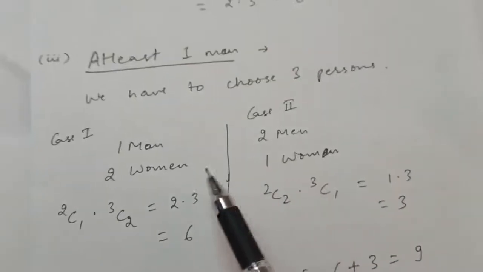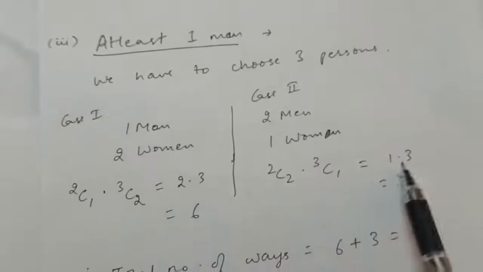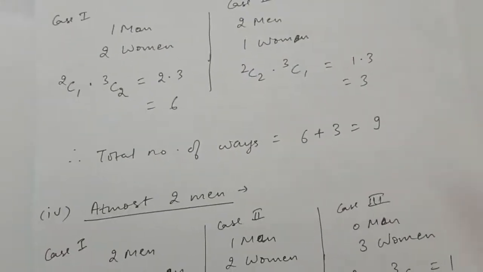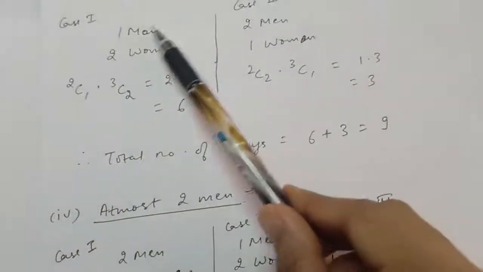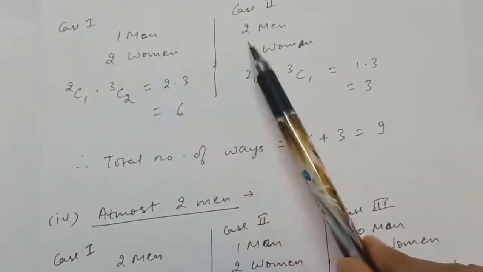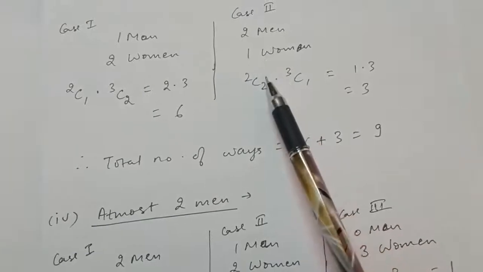Now see, you have to add the results of the cases. So total number of ways will be 6 plus 3 equal to 9, right? Because 6 ways are these when 1 man and 2 women are selected, and the second case is when 2 men and 1 woman are selected, right?